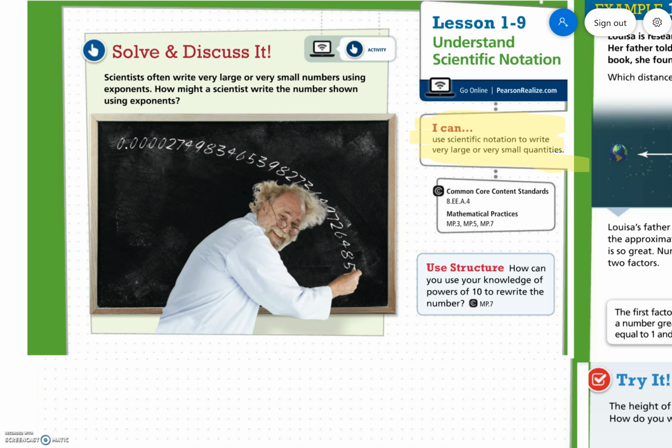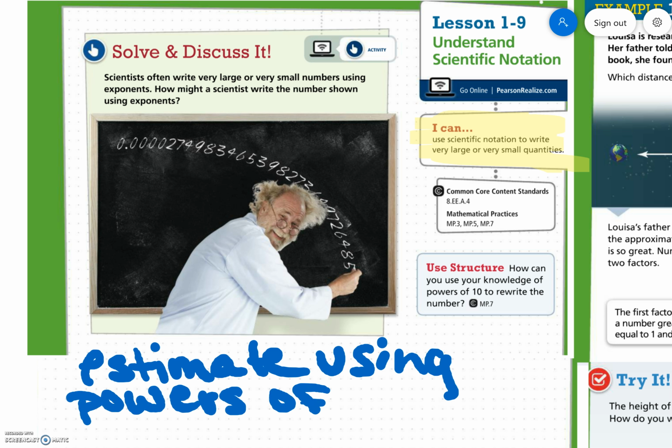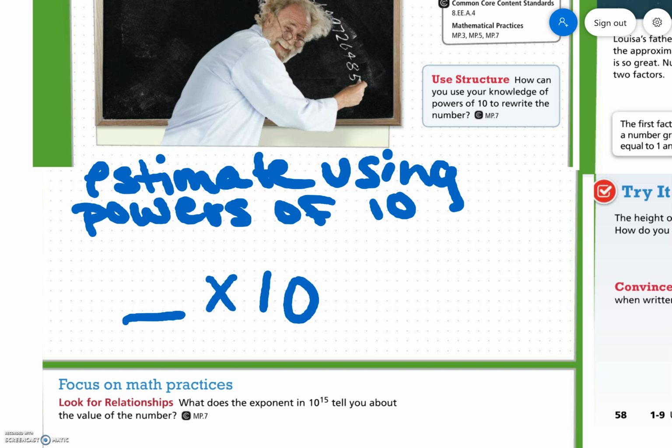Well, we could do what we did last time and estimate using powers of 10. Remember, we had a number times 10 to a power.